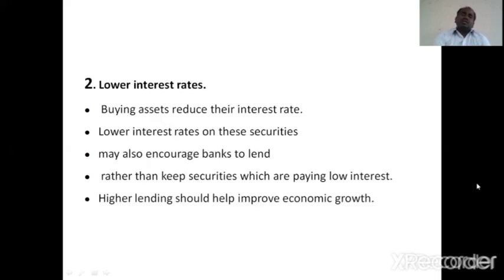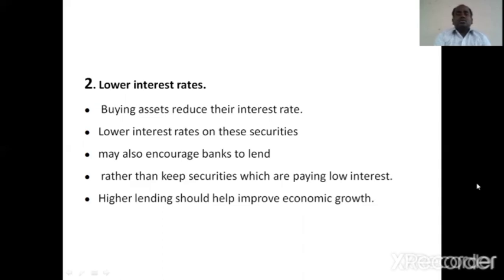Then it lowers the interest rates. Buying assets reduces the interest rate also, because there are no cash transactions, leading to lower interest rates. Lower interest rates on these securities may also encourage banks to lend rather than keep securities which are paying low interest. Higher lending should help economic growth, so it will cause an increase in investment and share capital for the business entities also. With that, they can form the capital for their business activities also.